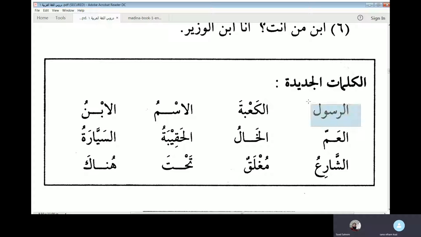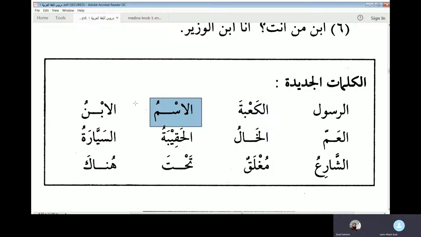Ar-rasul. Bimasinjar. Al-Ka'bah. Is there a reason why we don't use Al-Ka'bah too? It is actually Mamnu Minas-Sarf, inshallah you will learn it in the last chapter of this book. Okay, inshallah. Mamnu Minas-Sarf.